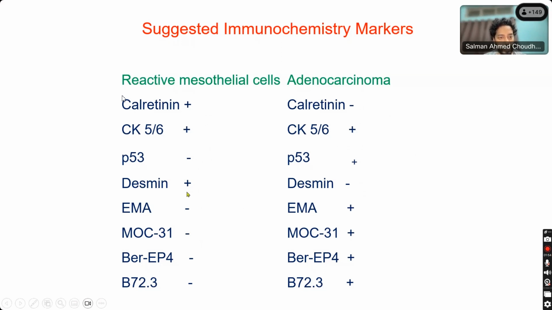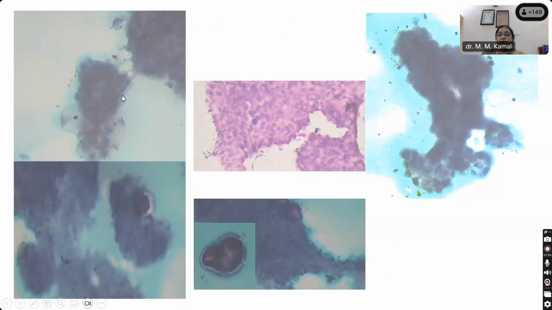Desmin will be positive in reactive mesothelial cells. EMA will be positive in adenocarcinoma. MOC31 will be positive in adenocarcinoma. BER-EP4 will be positive in adenocarcinoma. And B72.3 will be positive in adenocarcinoma. So you have to select your immunocytochemical markers to take a decision.